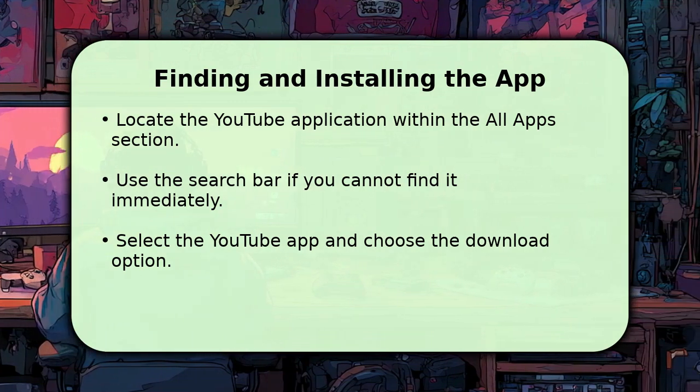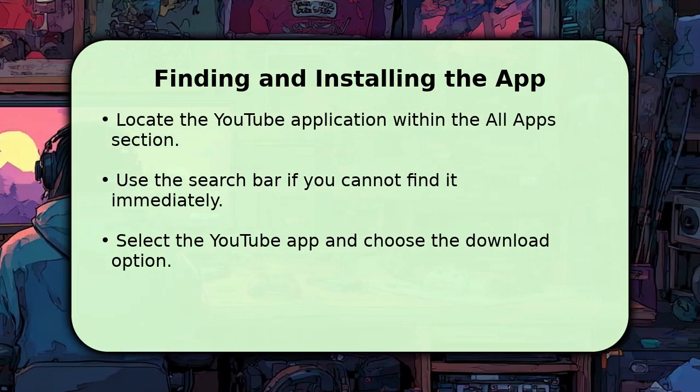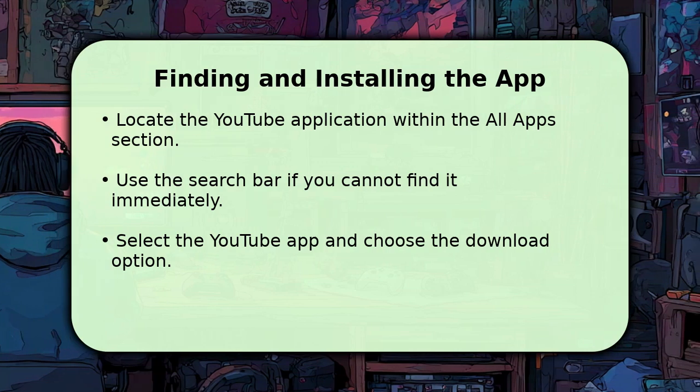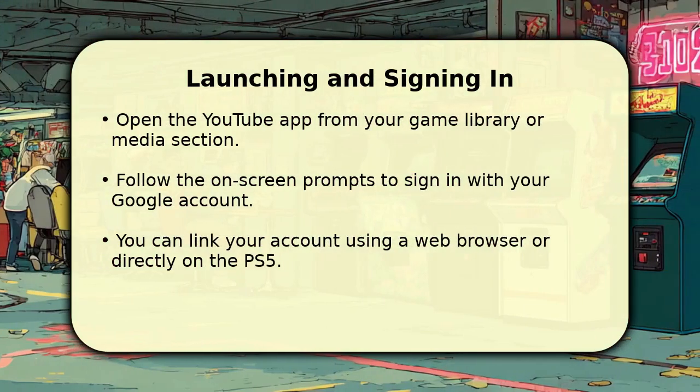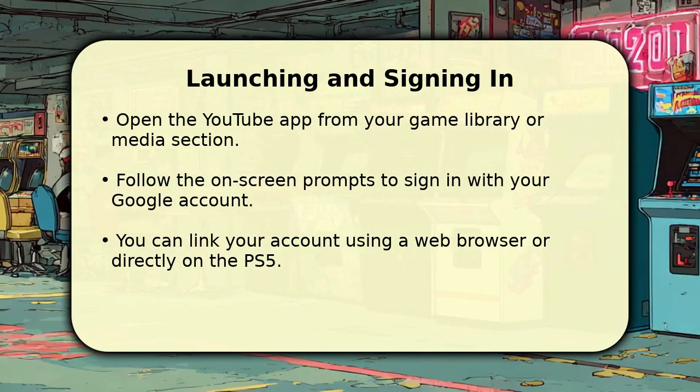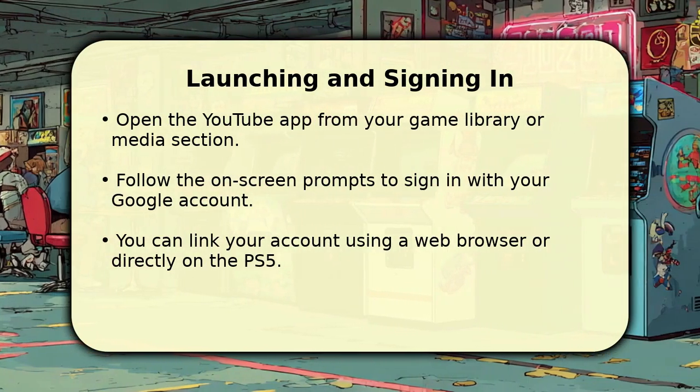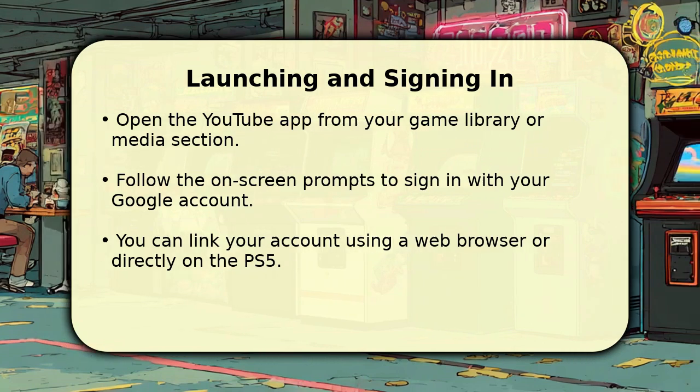The download process typically takes only a few moments, depending on your internet speed, usually completing in less than 60 seconds. After YouTube finishes installing, you can launch it directly from your Media tab or find it in your game library under the Installed section.